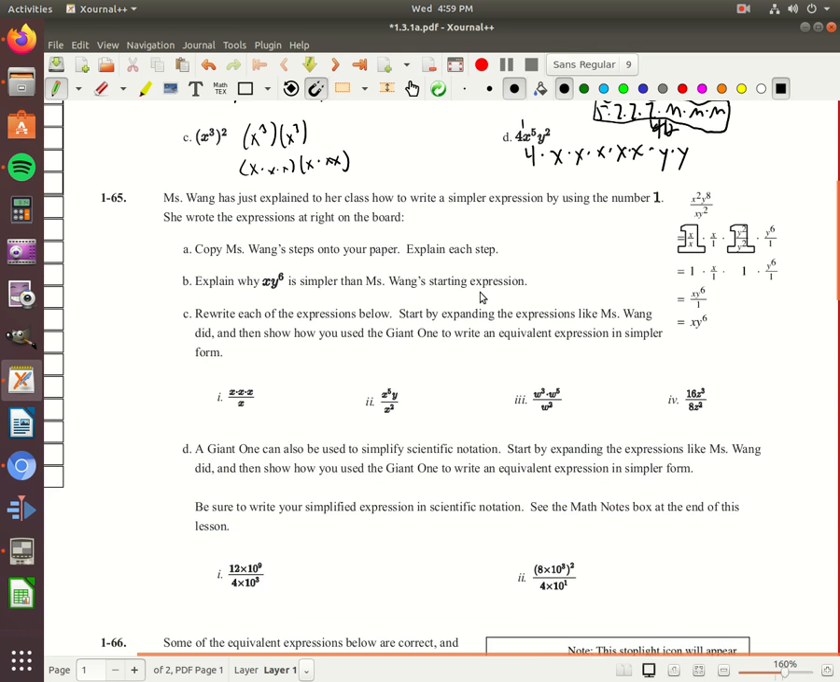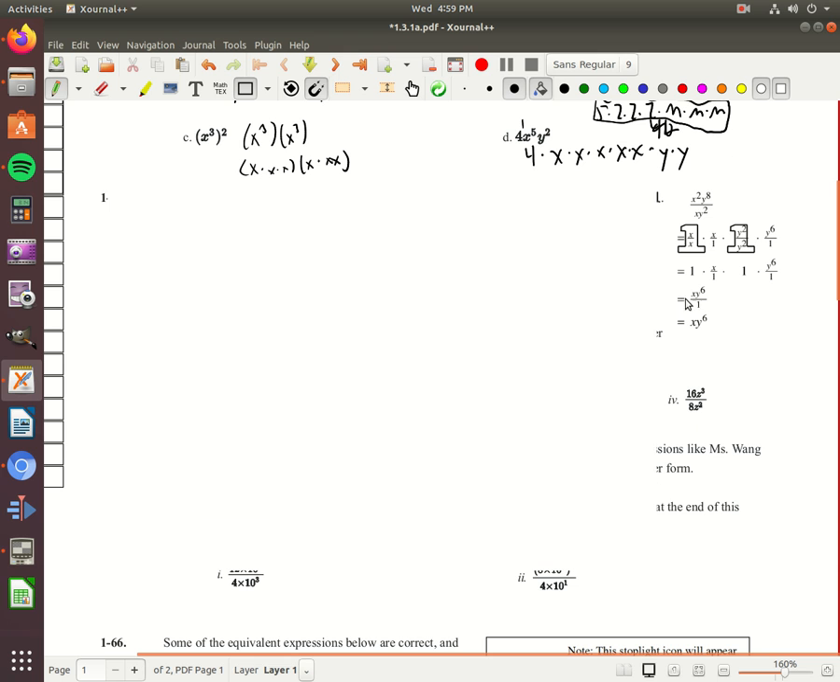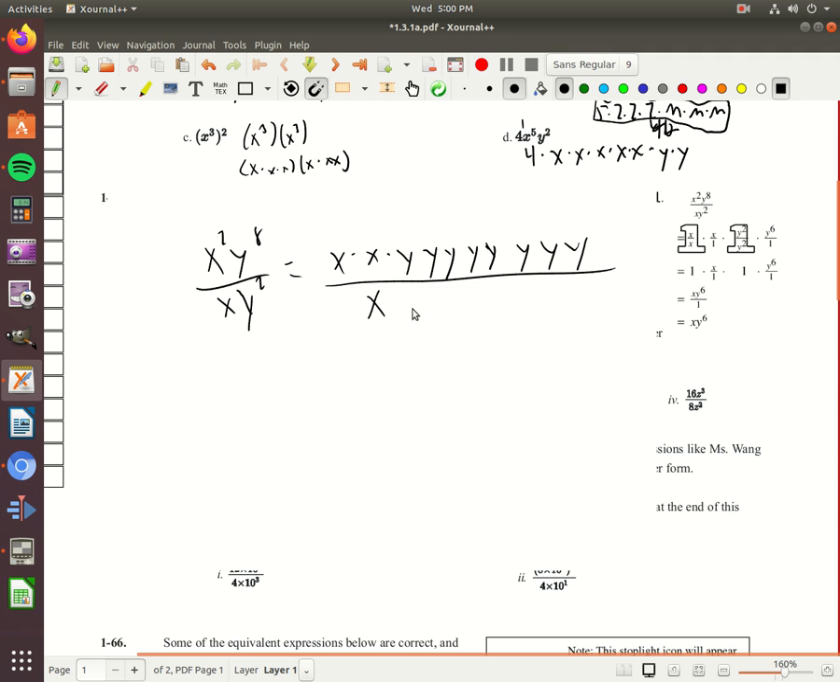All right. So Miss Wing has just explained to her class how to write the simpler expression using the giant number 1, or giant ones. I don't know if you guys have dealt with these before, but essentially if we get something that looks like this, let's say we have x squared times y to the 8th over x times y squared. So if we expand these things, it's x times x, and 8 y's, over 1 x times y times y.